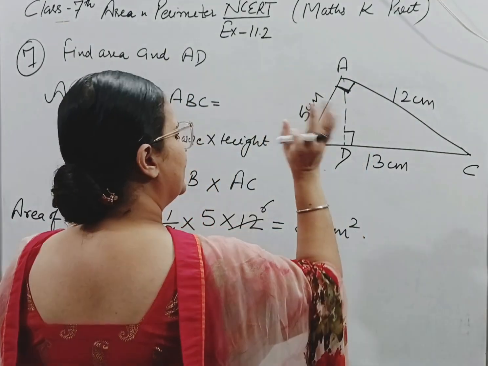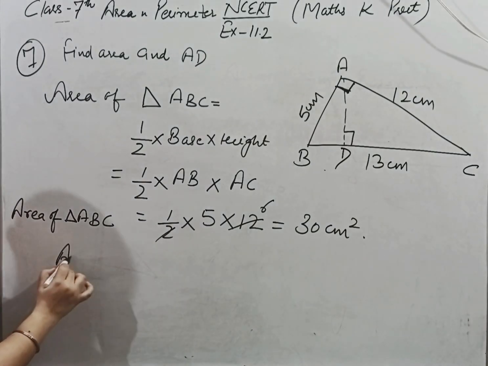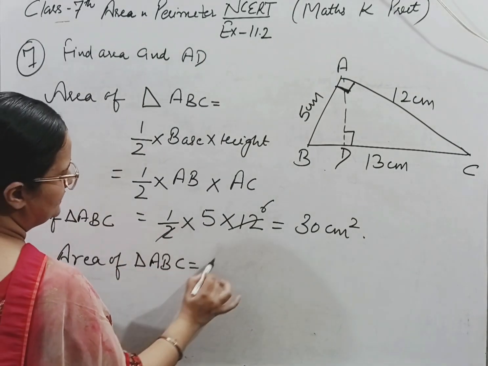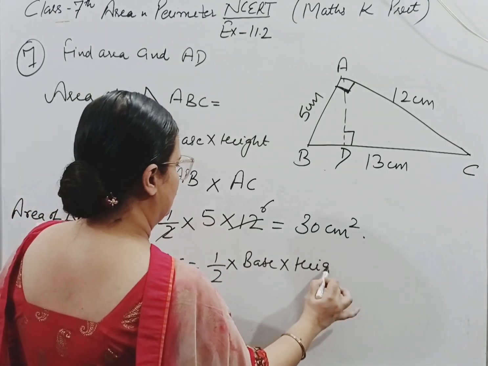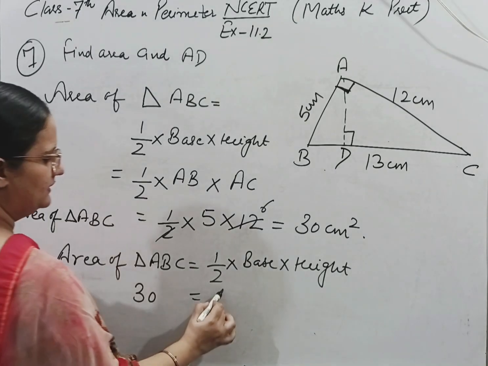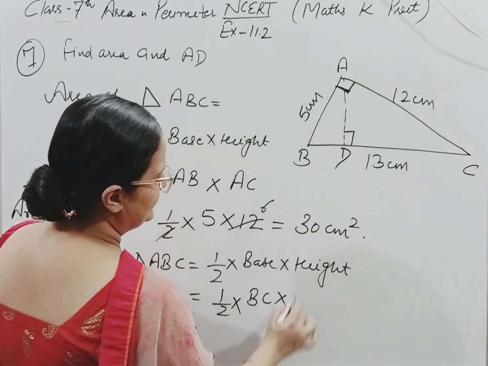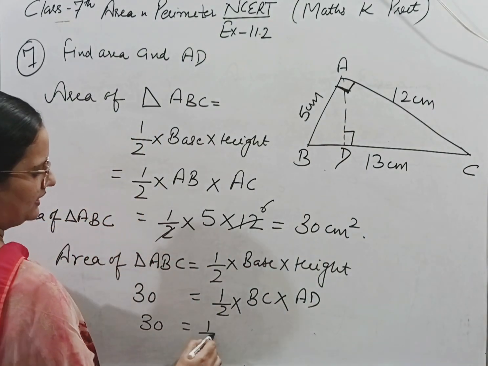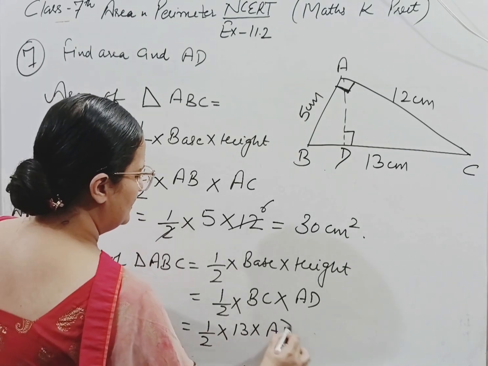This height we have to find, we have the related base to this height. So I can write again area of triangle ABC is equals to half into base into height. So area is what? I can put the value here, half. Base is what here? BC. So when base is BC, height will be AD. So 30 is equals to half into BC is given 13 to me, AD I have to find.